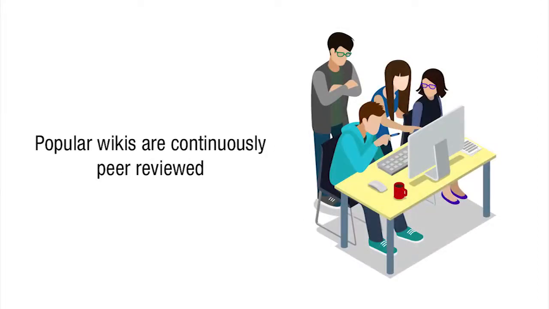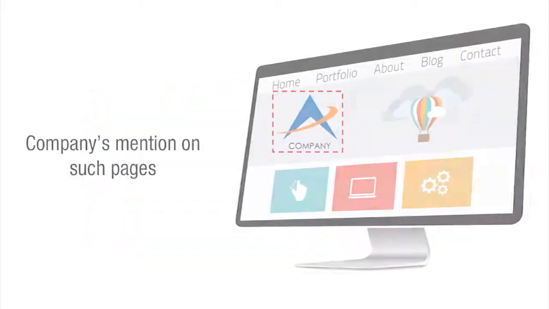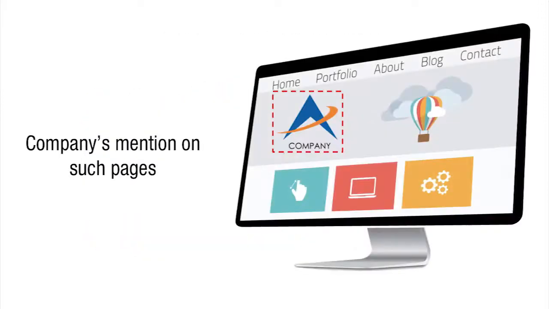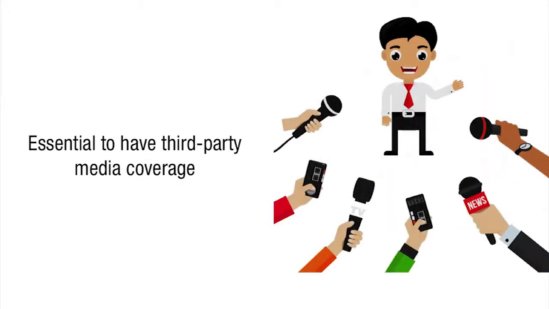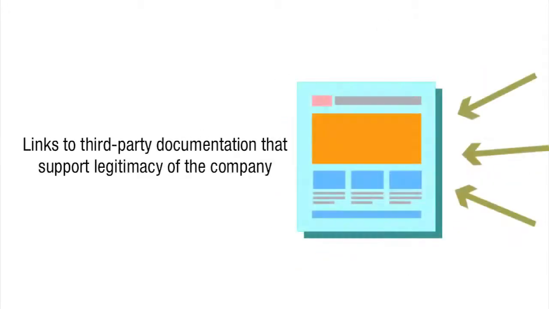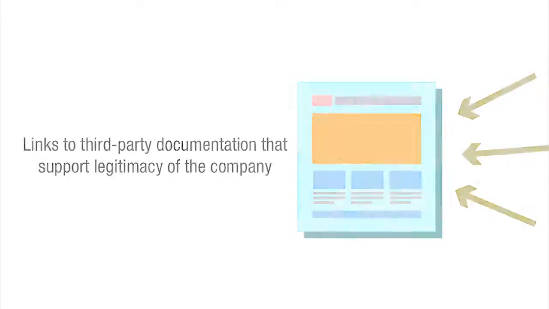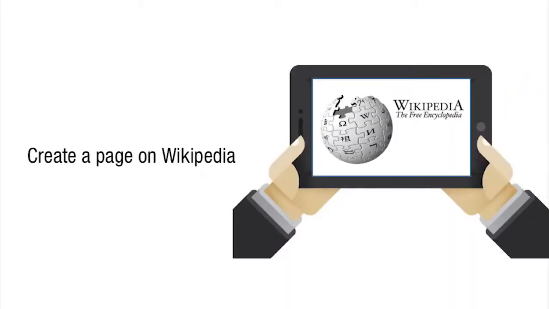Because the most popular wikis are continuously peer-reviewed and trusted by a large audience, a company's mention on such pages can bring a large amount of online traffic to its website. It's essential to have third-party media coverage and links to third-party documentation that support legitimacy of the company in order to create a page on Wikipedia.